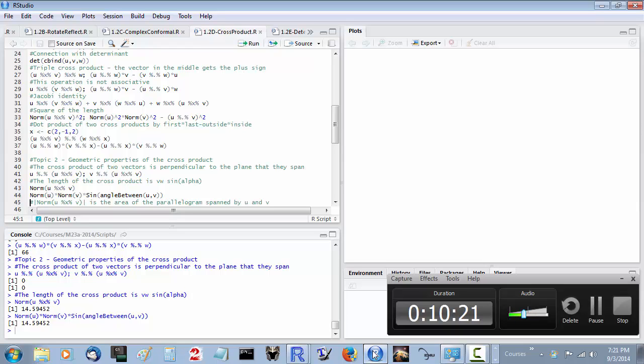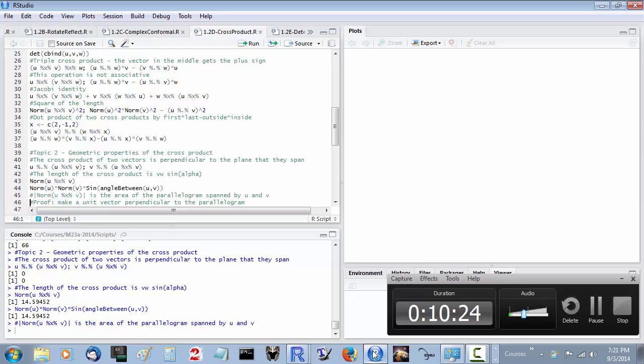Geometrically, what this means is the length of a cross product is the area of the parallelogram spanned by u and v, which is why I was using it in that probability course that I alluded to at the start of this narration. And here's a cute proof of that result.